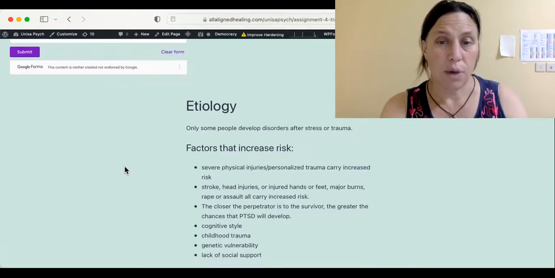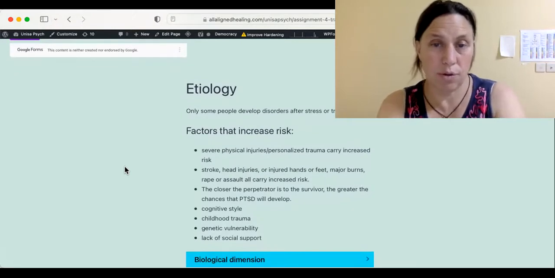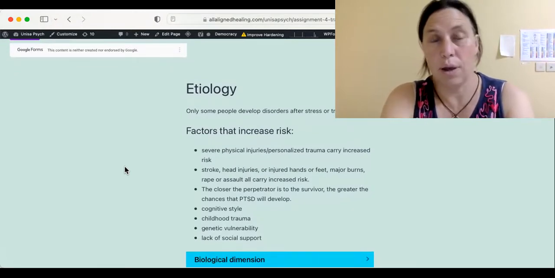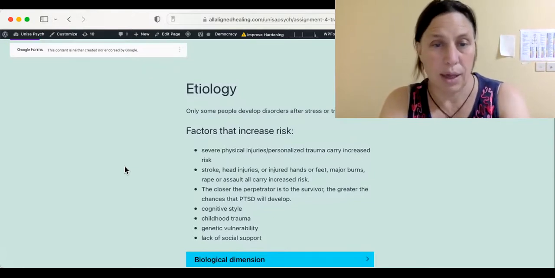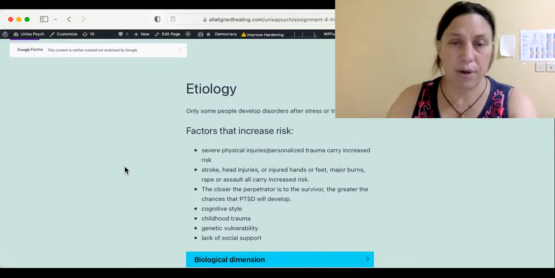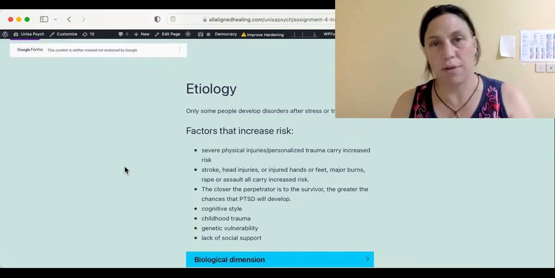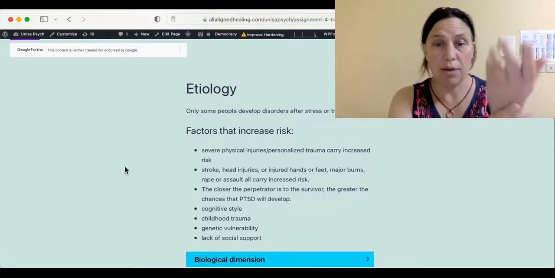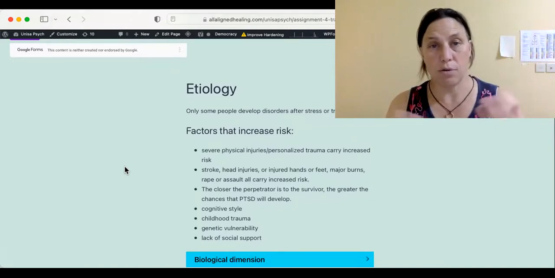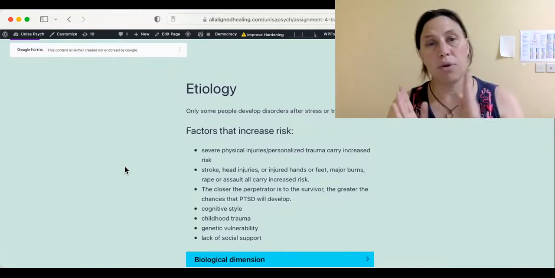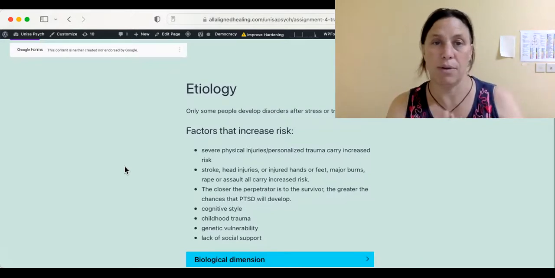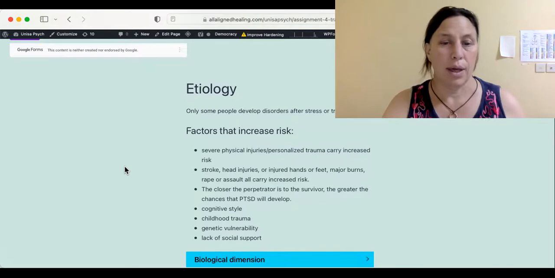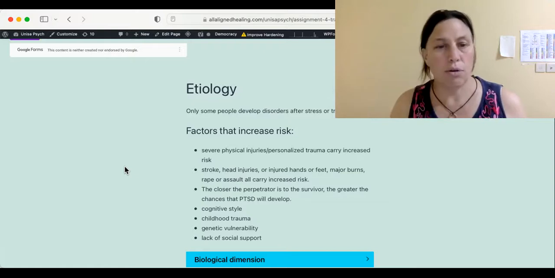Let's look at why some people develop PTSD or acute stress disorder and others sail through quite the same events without. If there are severe physical injuries or personalized trauma that is directed at you personally, there is increased risk. So stroke, head injuries, injured hands and feet, major burns, rape and assault all carry increased risk. The closer the perpetrator is to the survivor, the greater the chance that PTSD will develop. It's personal. Then also people with negative and global cognitive styles, childhood trauma and complex trauma.